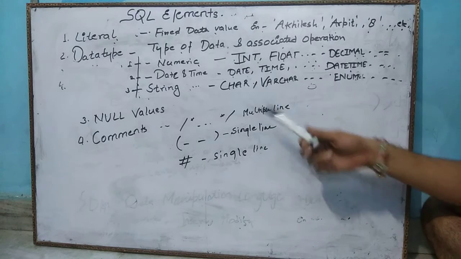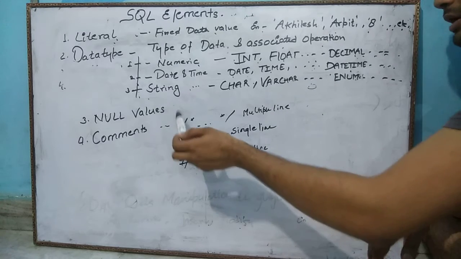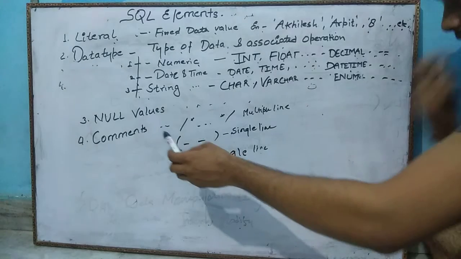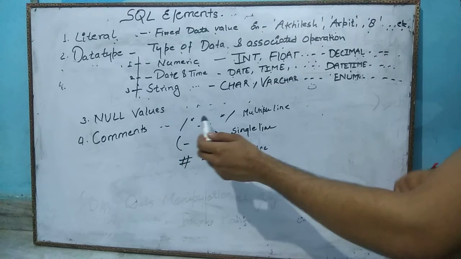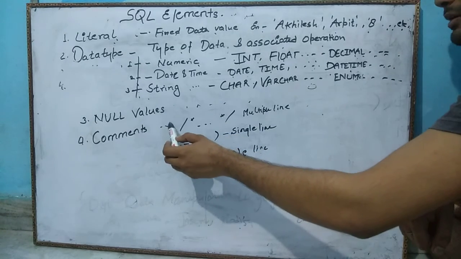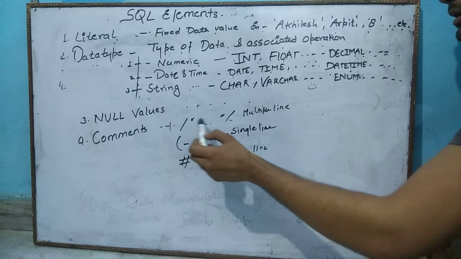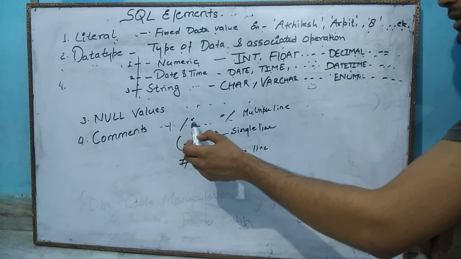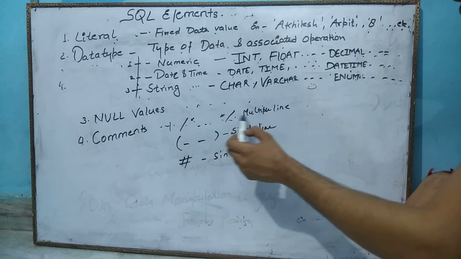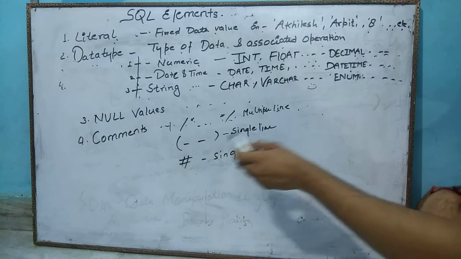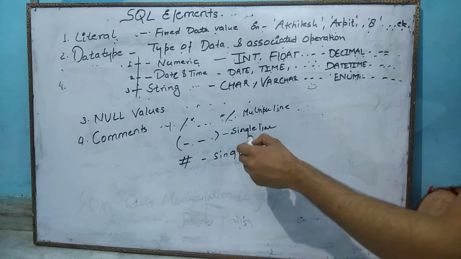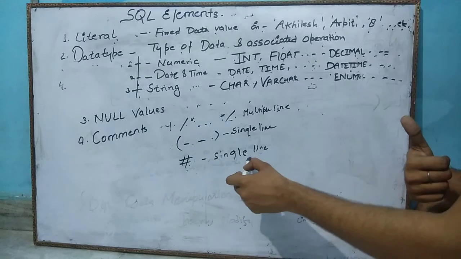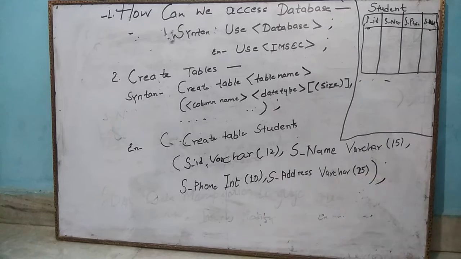Number three is null value. Null value includes blank spaces in data. And number four is comments. There are three types of comments. Number one starts from slash star and so on. It is a multi-line comment. Number two is two hyphens. It is a single line comment. And number three is hashtag. It is also a single line comment.